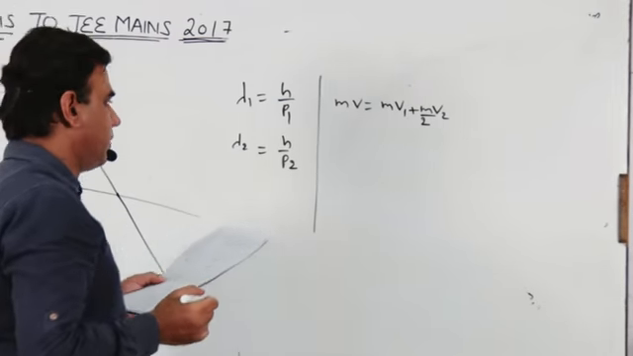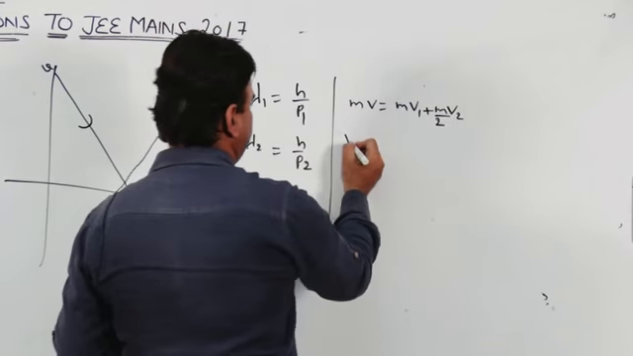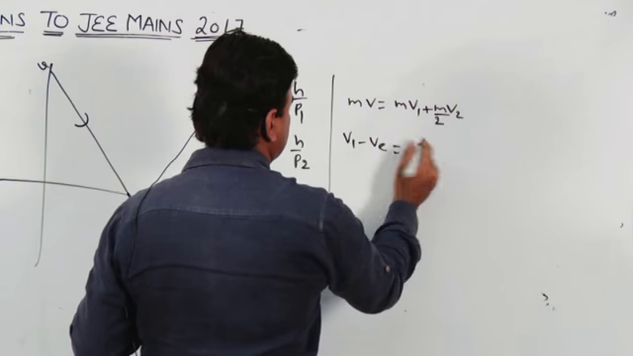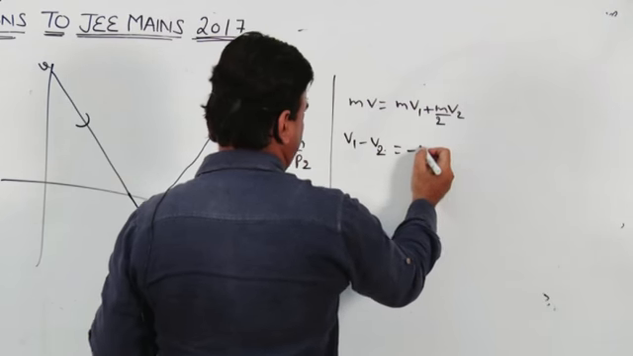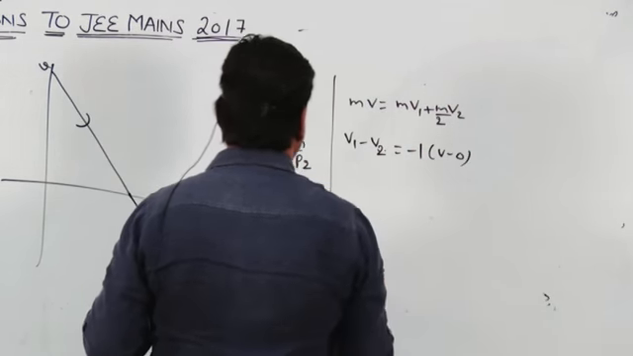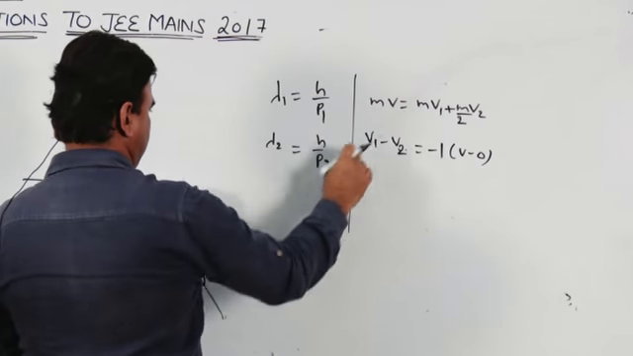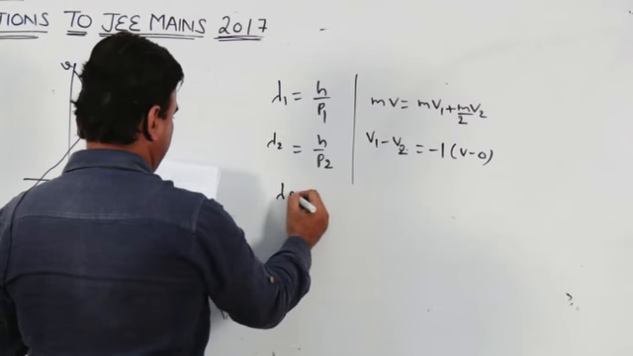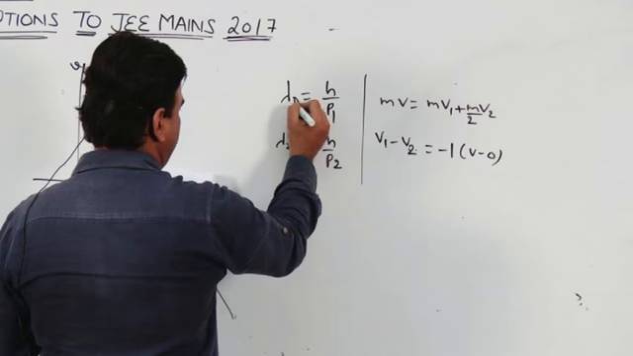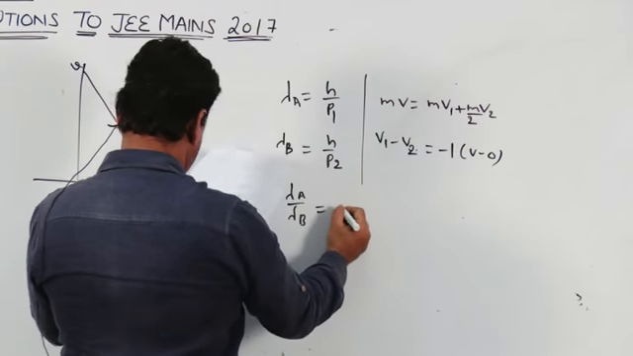Law of conservation of momentum, and Newton's experimental law, v1 minus v2 equals minus, v1 minus v2 equals minus. Since it is perfectly elastic, so v minus 0. So if we find the values, we can get the answer lambda a by lambda b, because these are a and b. So we can get the answer 2 by 1.